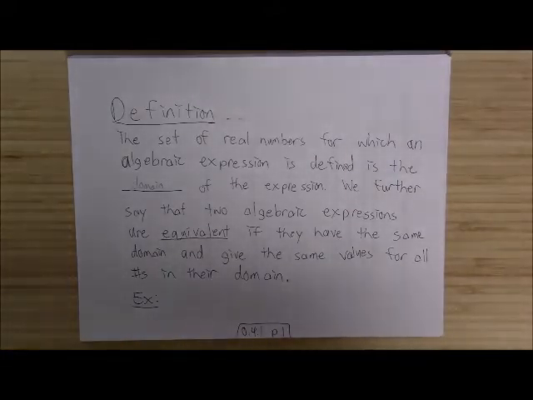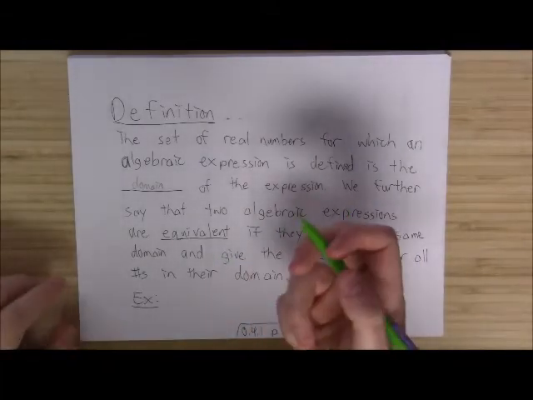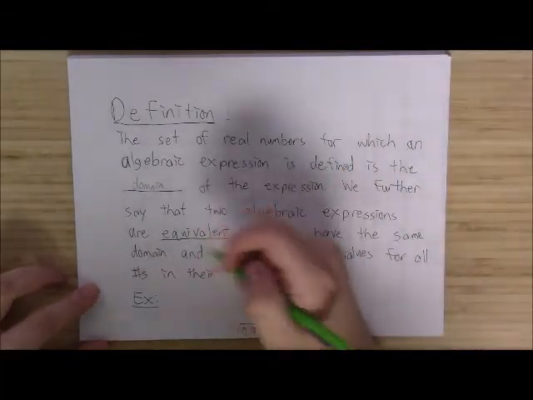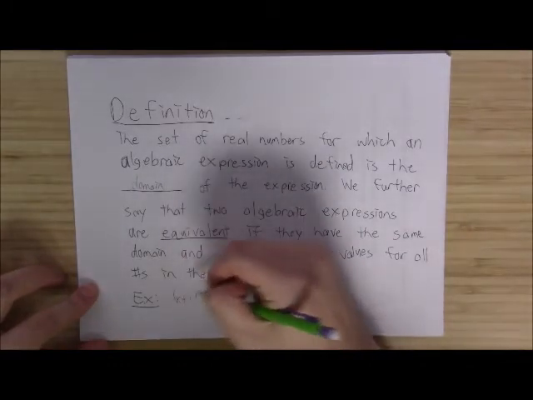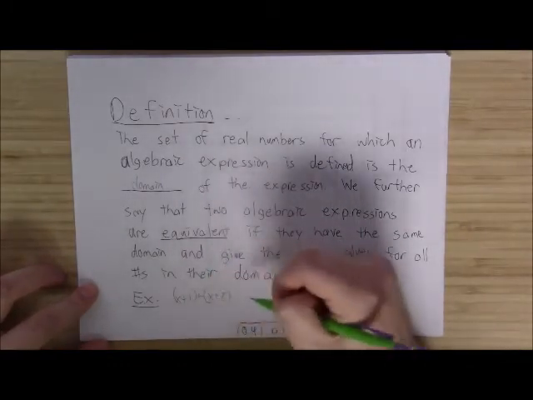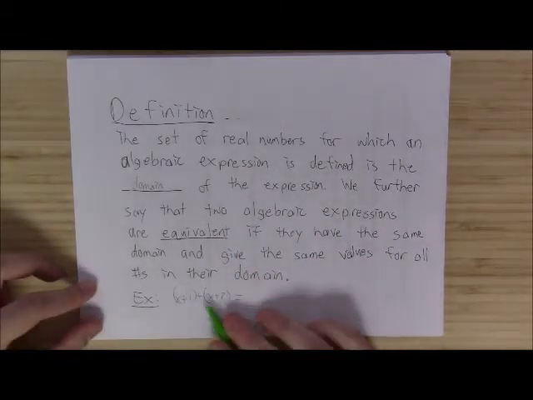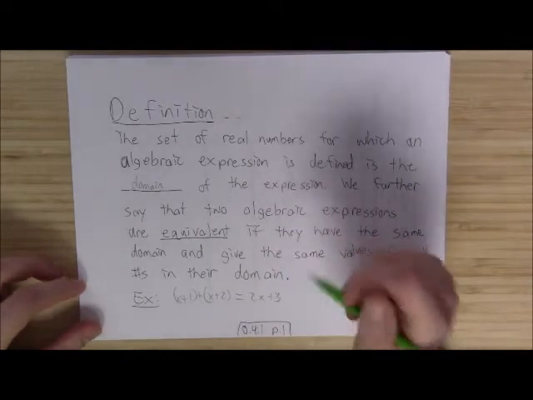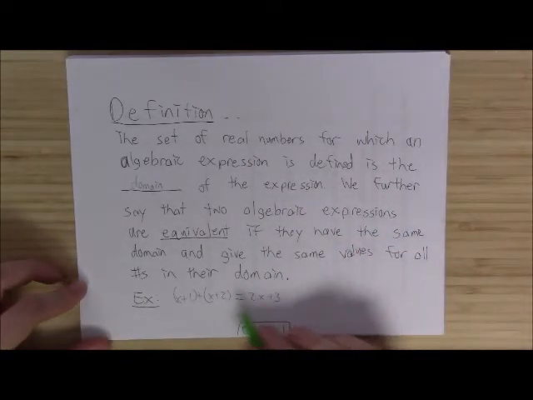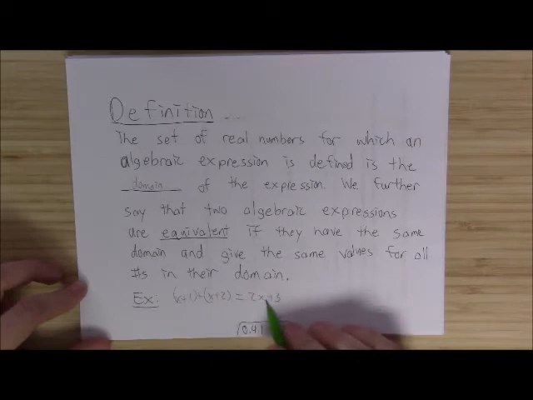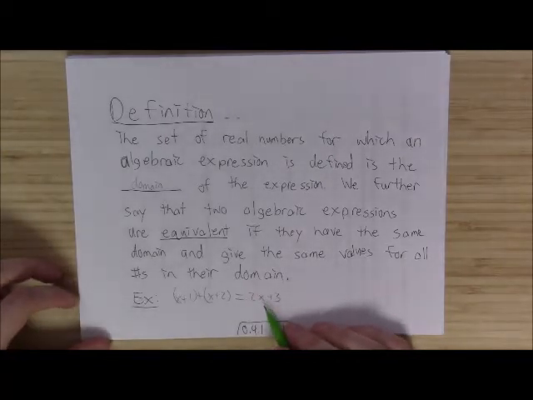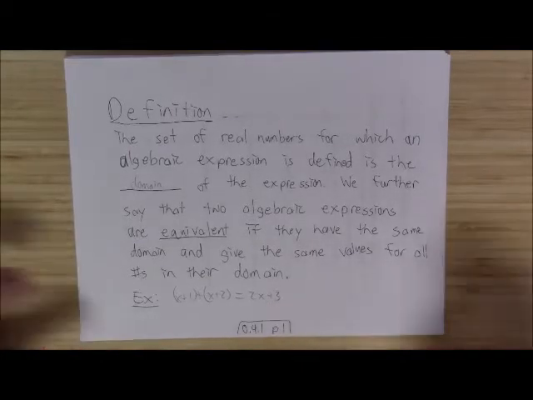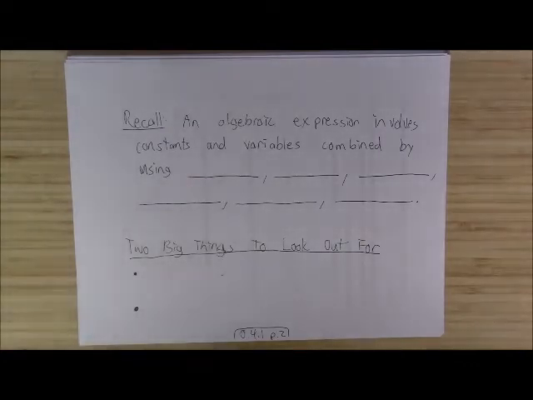So for example, we could look at x plus 1 plus x plus 2. If we were to add these two polynomials together, we would get 2x plus 3. What this means is that these are actually equivalent algebraic expressions, okay? We haven't talked about domain yet, so it's not clear that they actually have the same domain, but we'll talk about that momentarily.